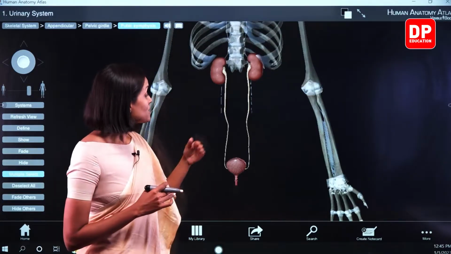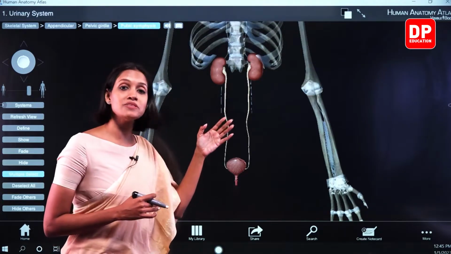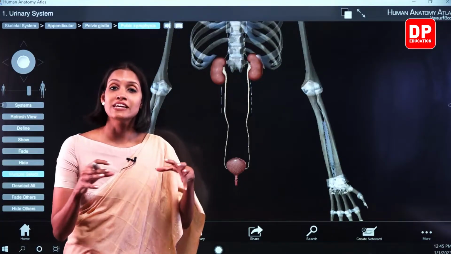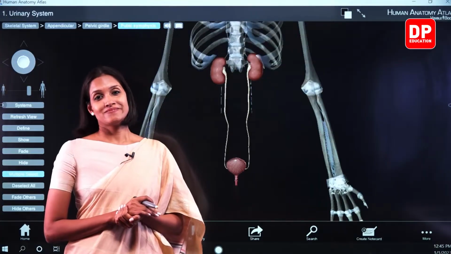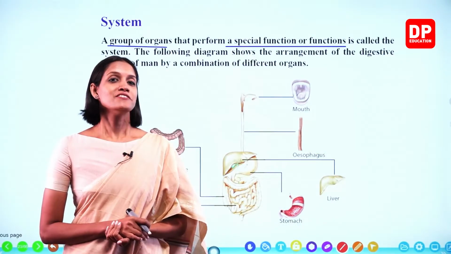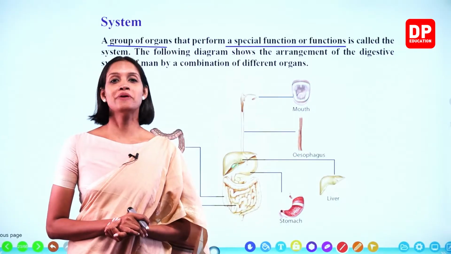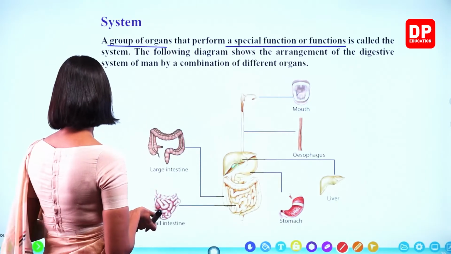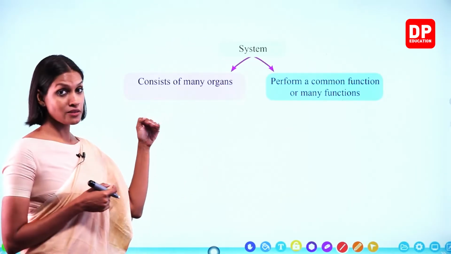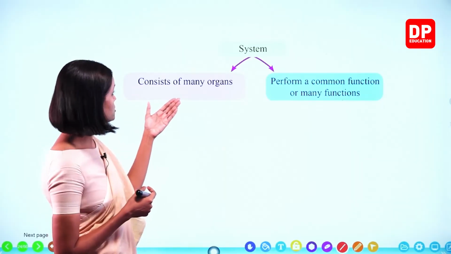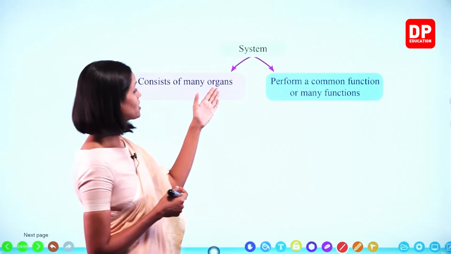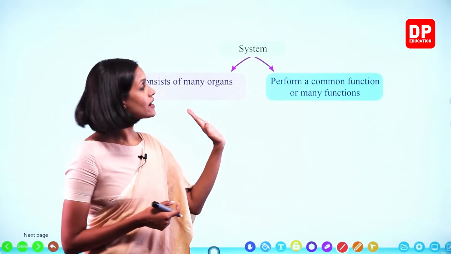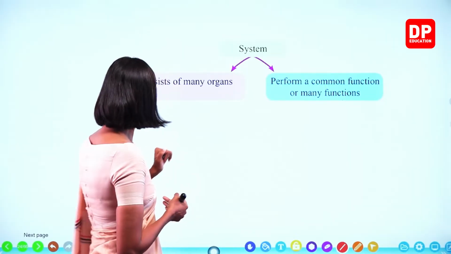So I hope you got a better understanding of systems, and now you know that systems are made by combining, or as a collection of, organs. Right, children? So you got a better understanding about systems and organs using that 3D picture. So therefore, what are the main characteristics of a system? They consist of many organs and perform a common function or many functions as well. Right, children? Okay, we'll move on to the next.